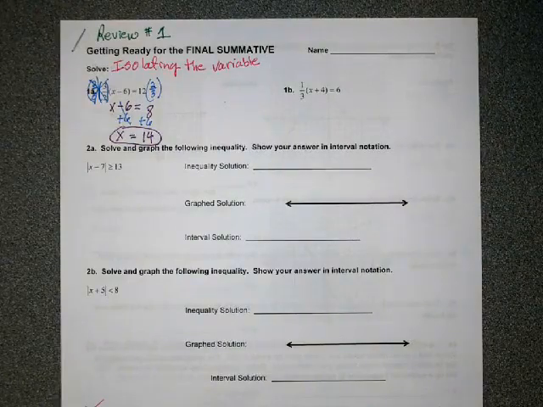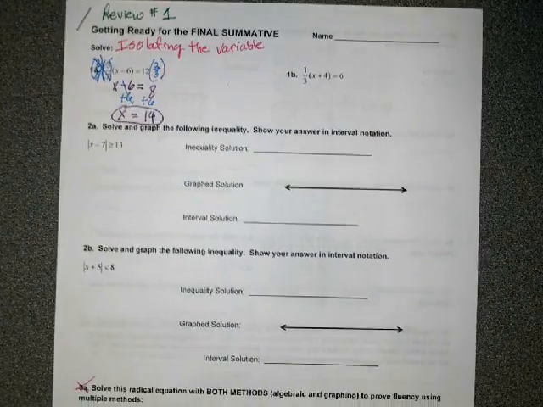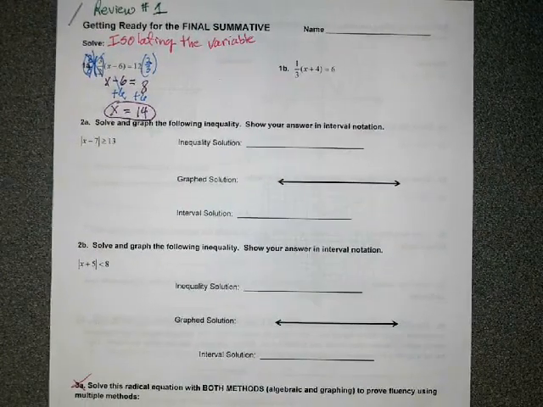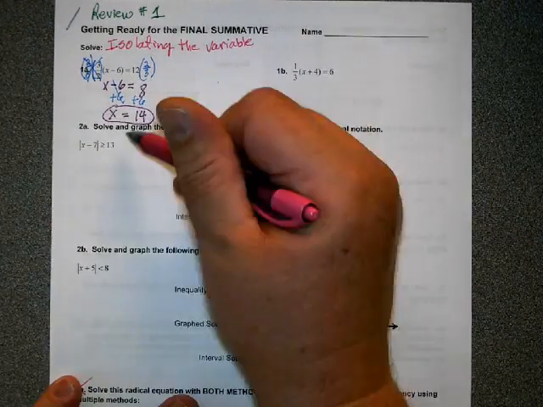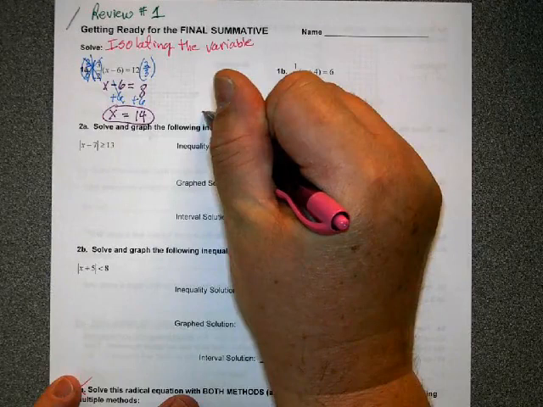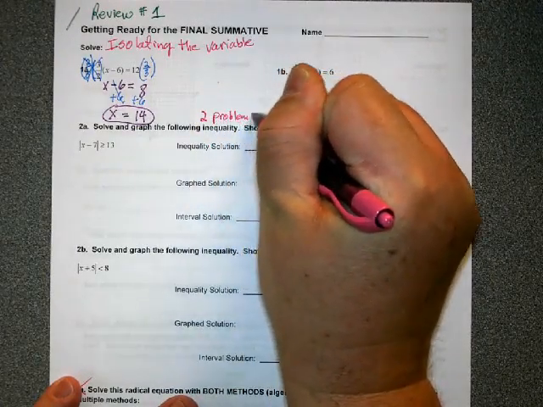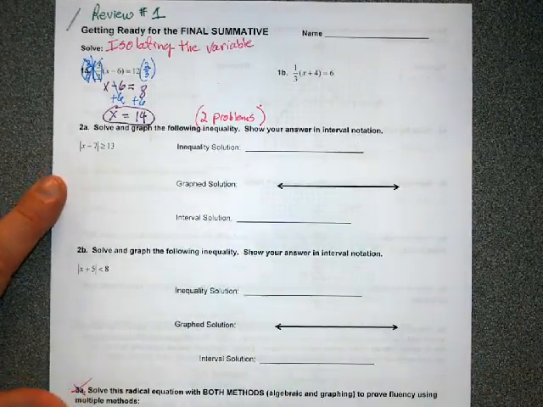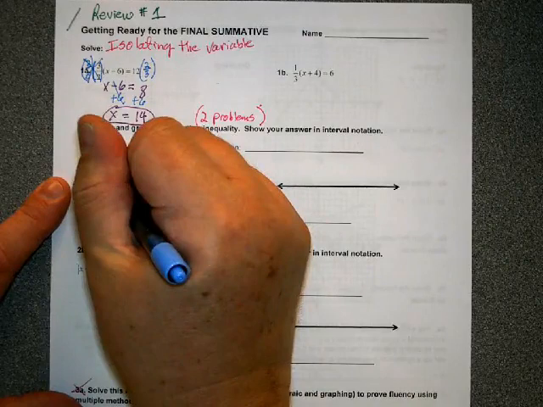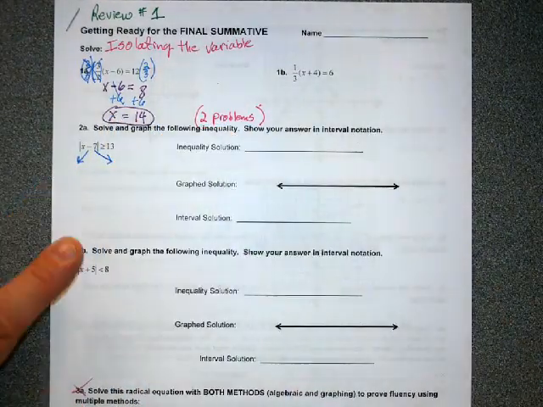Number 2A. Remember when we did absolute values? We made two. You have to have 2 problems. Absolute values, 2 problems. That was the key. Okay, so we're going to take what's inside and make 2 problems out of it, right?